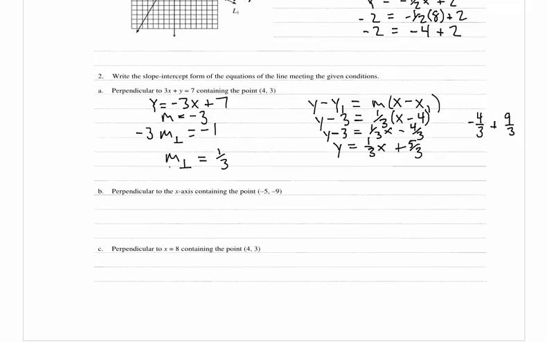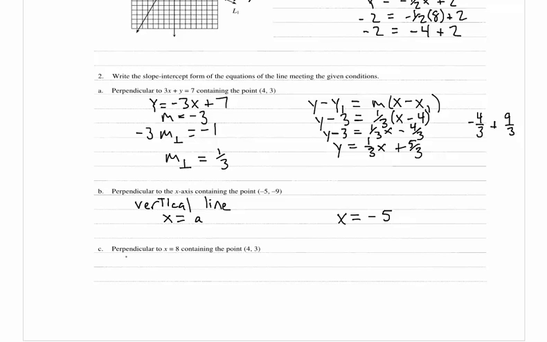In B, we want to be perpendicular to the x-axis, and the x-axis is a horizontal line. So perpendicular to the x-axis, we would have a vertical line. And the equation of a vertical line is x is equal to a. And in this case, a is -5. So we have the equation x is equal to -5.